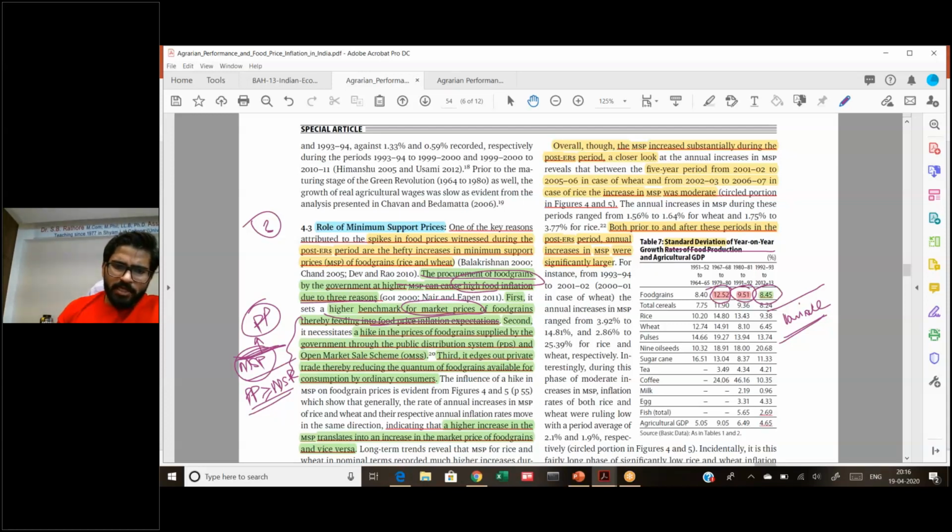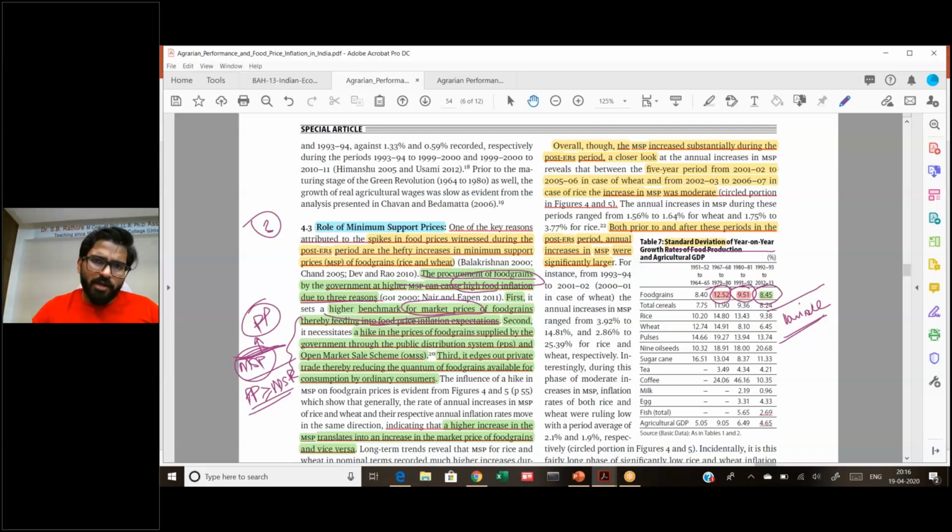Then the third is that if the MSP is very high, then the farmer has an option that, okay, I don't want to go to the market to sell my produce. What I will do is, the government is willing to buy whatever I'm willing to sell at this particular floor rate. So the farmer will be ready to sell whatever he has produced to the government at this point.